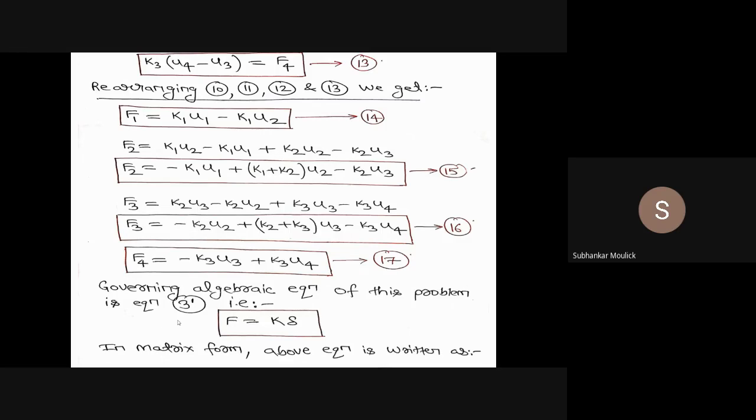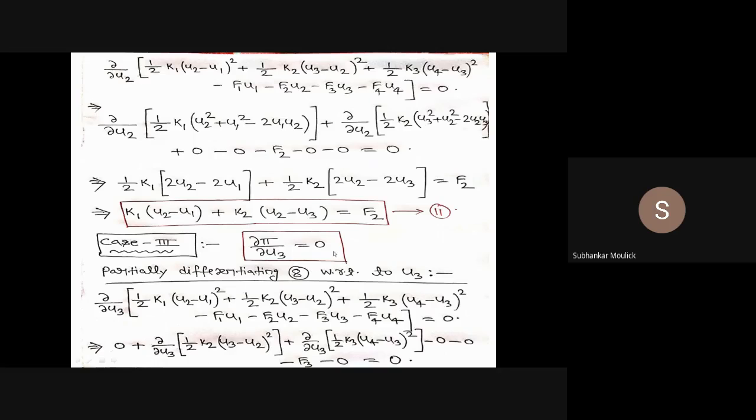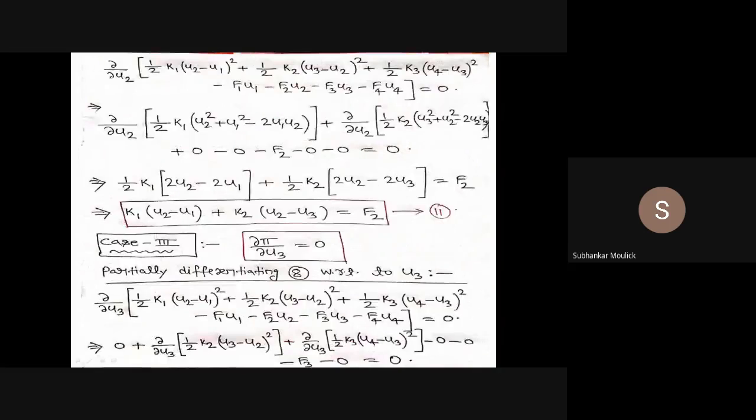Next, since I have to frame a matrix, first I will rearrange these equations. Which equations will I rearrange? I will rearrange equation number 10. That means I will just open the bracket. F1 will become k1 u1 minus k1 u2. That means we will separate the terms. With u1 we will separate the terms, u2 we will separate the terms, u3 individually we will separate, and u4 individually we will separate. Similarly, for equation number 11, we can rearrange and write like this.